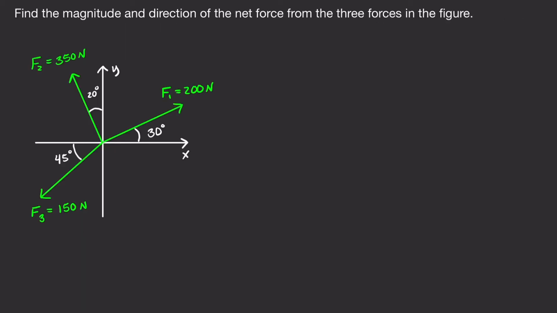So in this problem, we're asked to find the magnitude and direction of the net force from adding the three forces in this figure. So anytime you add forces, you always want to do it component-wise. So this means we want to get the x component of our resultant force. And to do that, we will add up the x components of each individual force. And we'll do the same thing for the y component.